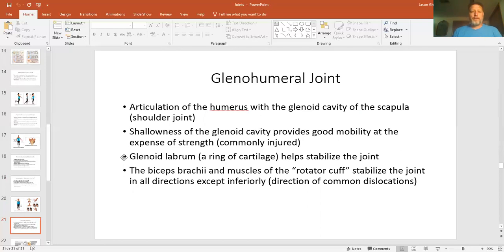All right. There's a labrum in there that helps stabilize it. And then the muscles and tendons around it help, and ligaments help hold it up, stabilize it also. But we don't have a lot of strength inferiorly, and a lot of times your shoulder will get knocked down, and that's where it's injured. So that's where most dislocations happen with shoulders.